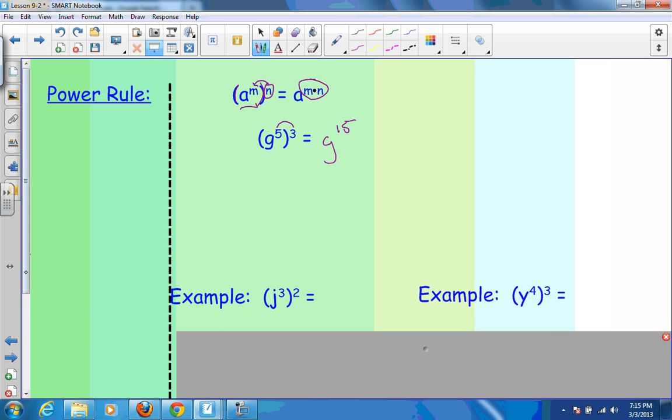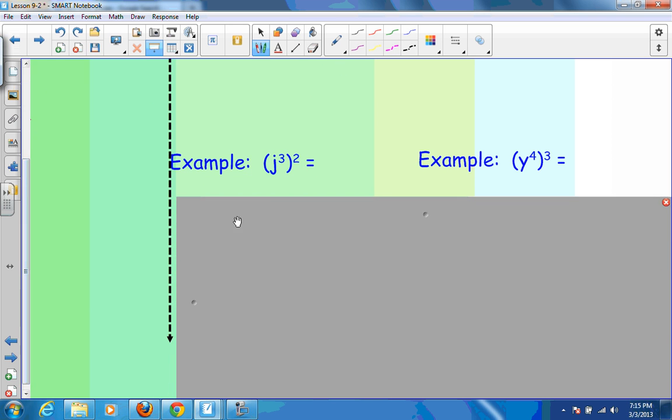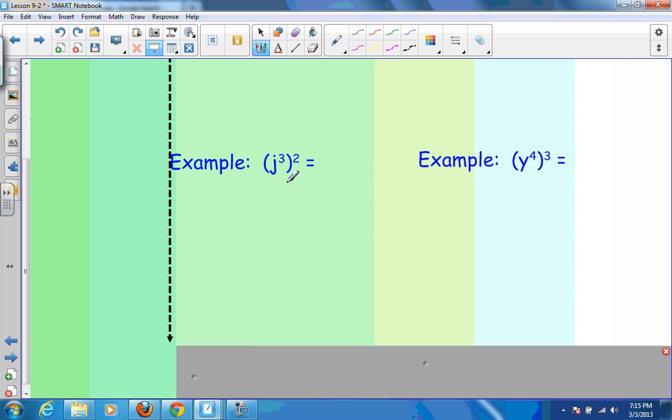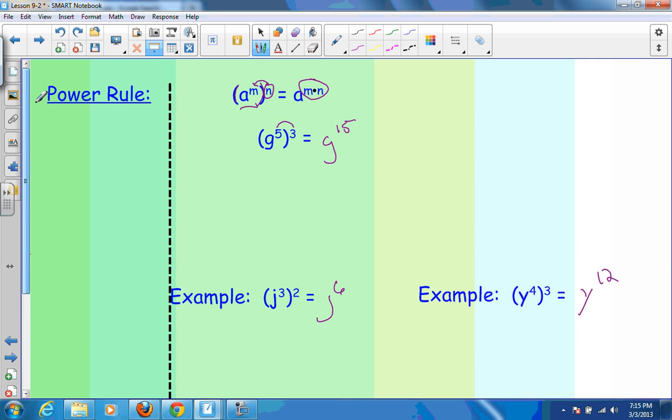A couple more examples here. I don't have many examples for this one because it's a little bit easier than the stuff that we talked about last time. But again, here I have j to the 3rd power, and I'm taking this whole thing to the 2nd. So I'm going to multiply those together to get j to the 6th power. In this example here, I'm going to do the same exact thing. 4 times 3 gives me 12, so I get y to the 12th power. Okay, so going back up to the top here, if you have a monomial and there's parentheses around it and you're taking it to a power, you're going to multiply the exponents together.